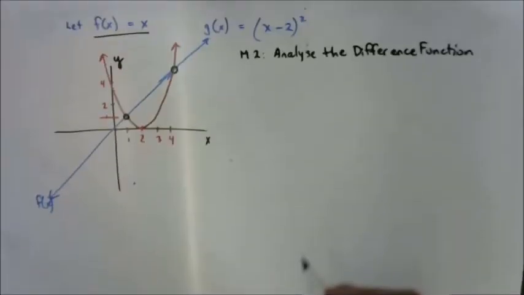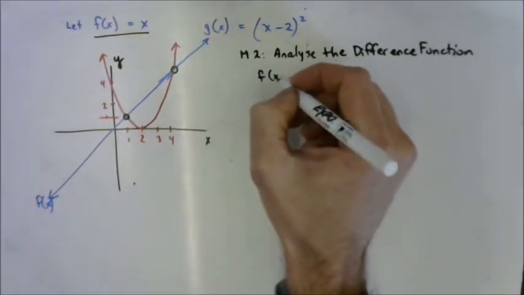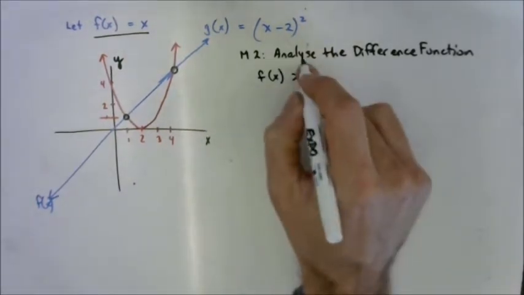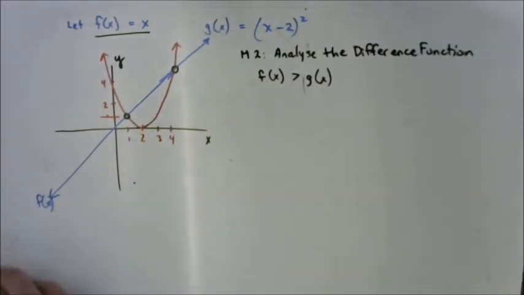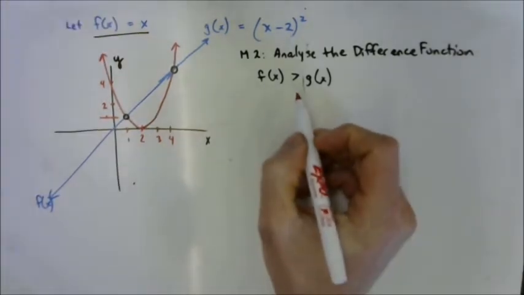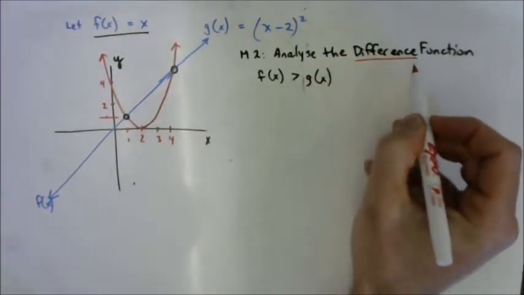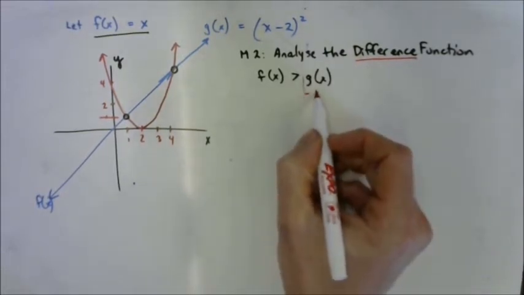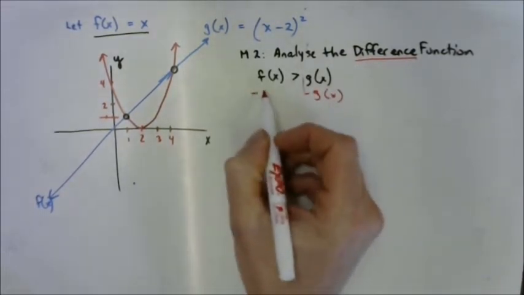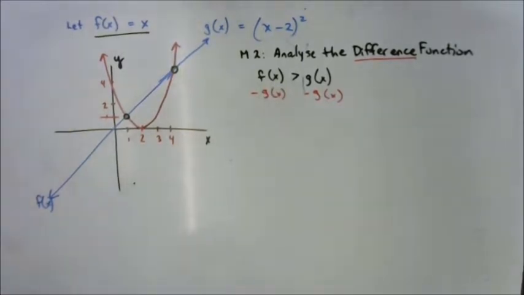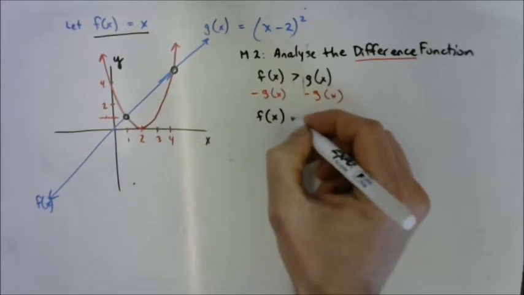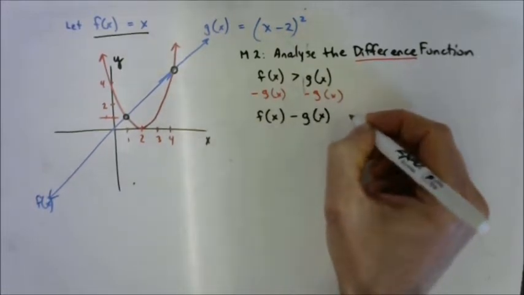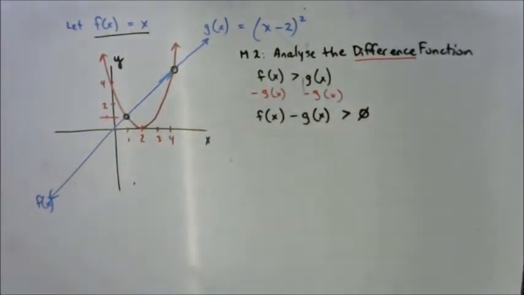The other way to find out where f of x is greater than g of x is to analyze the difference function. So what we're saying there is that we need to create a difference function. So we're actually going to subtract g of x from both sides, which is going to leave us with f of x minus g of x is greater than 0.